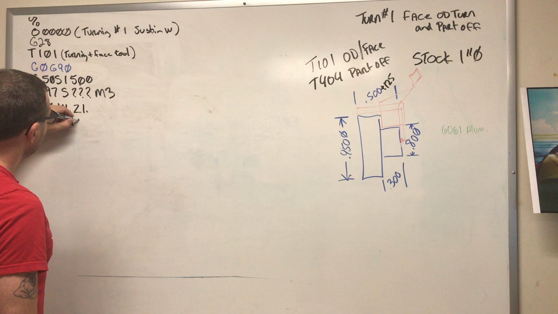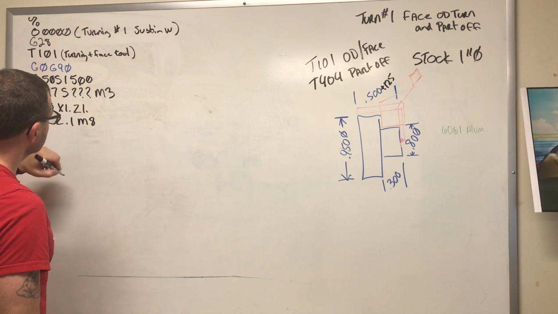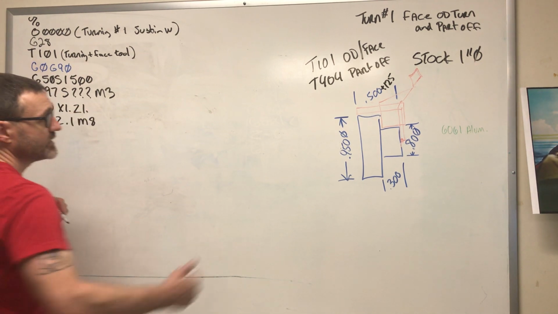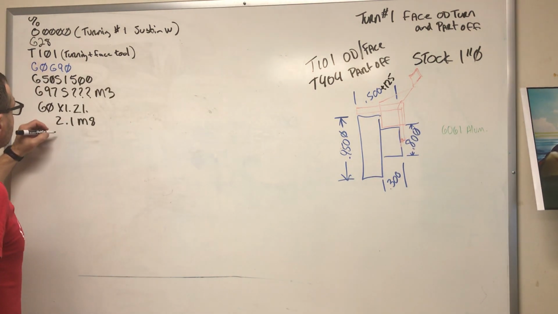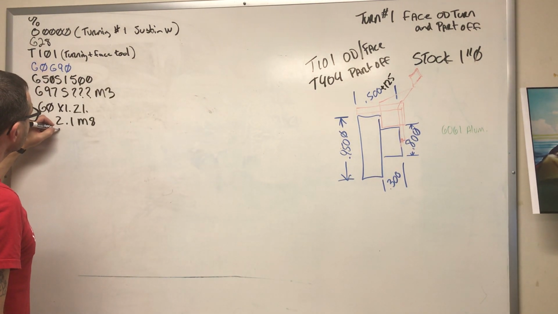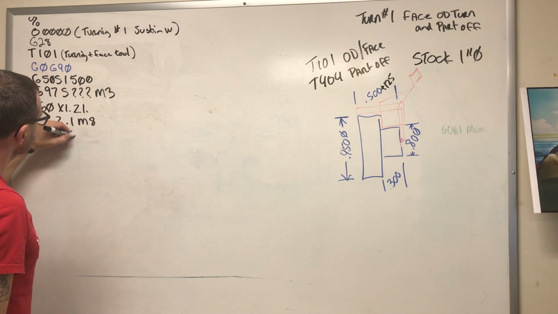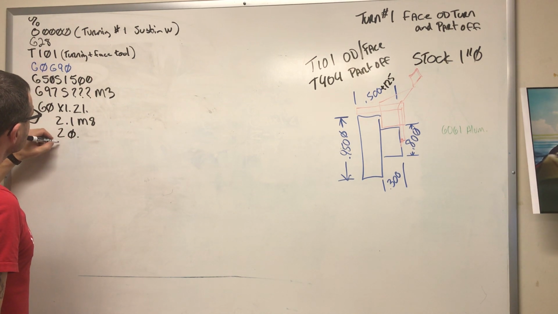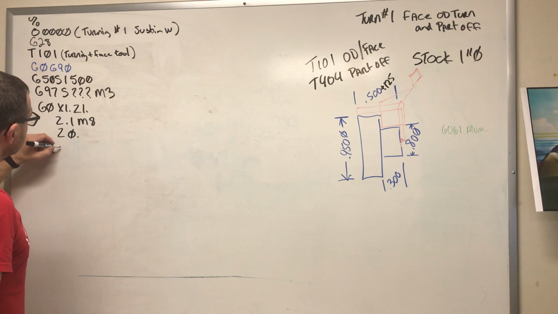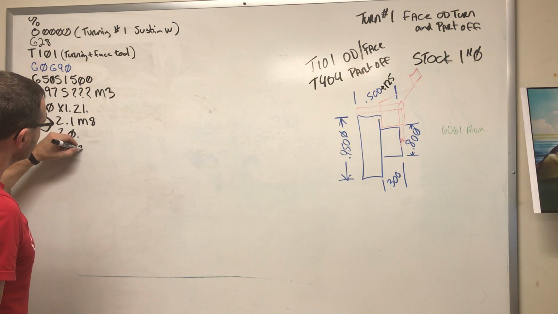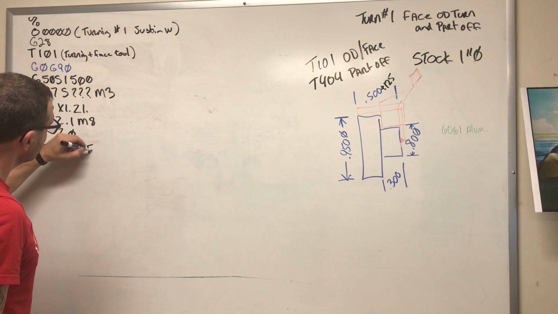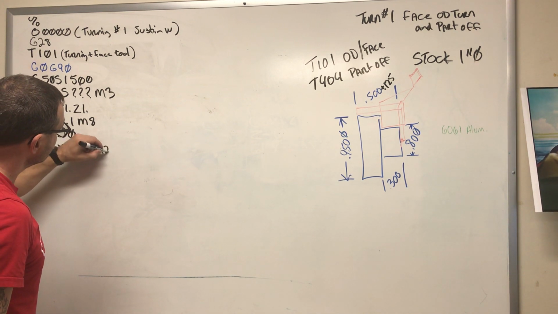At this point, I'd probably turn my coolant on. All I did was go from here to here. Now I'm going to do one more move, and it's going to be Z0. Now I'm going to do a G1 move, and it's going to be to X minus 0.030, and I'm also going to put a feed rate on it, F12.